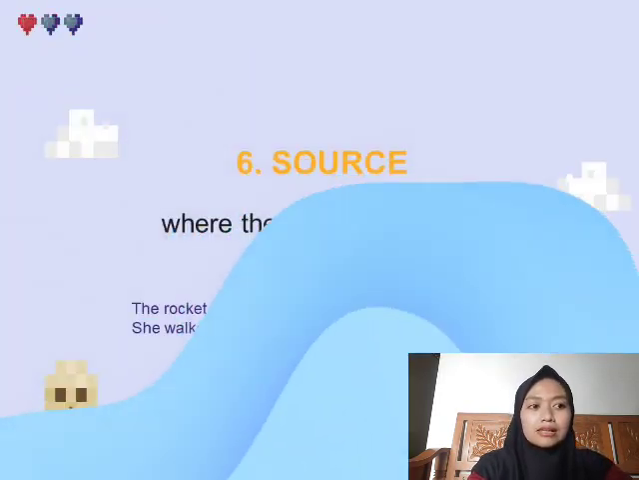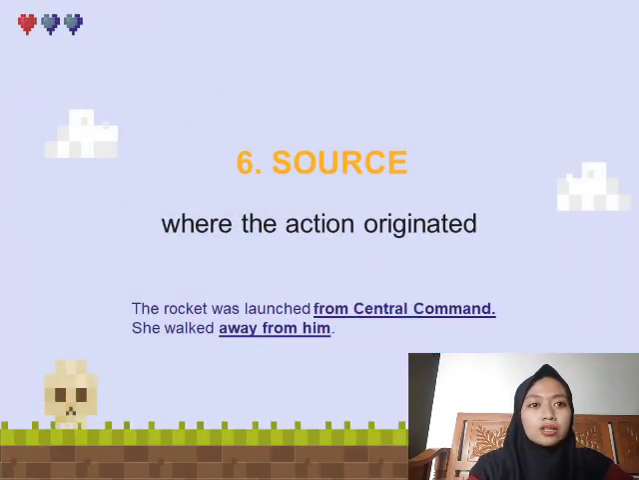Okay, for the next is source. Source is where the action originates. For the example, look at the sentence. "The rocket was launched from Central Command." From the sentence, the source is from Central Command. Okay, the other example is "She walked away from him." In the sentence, the source is away from him.